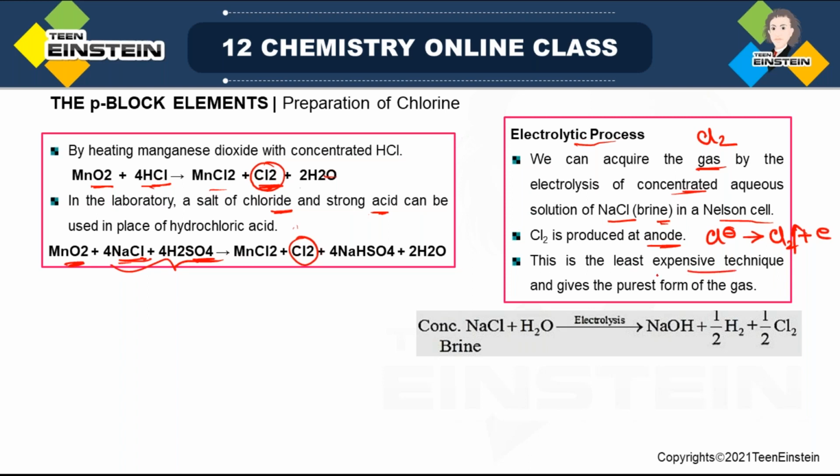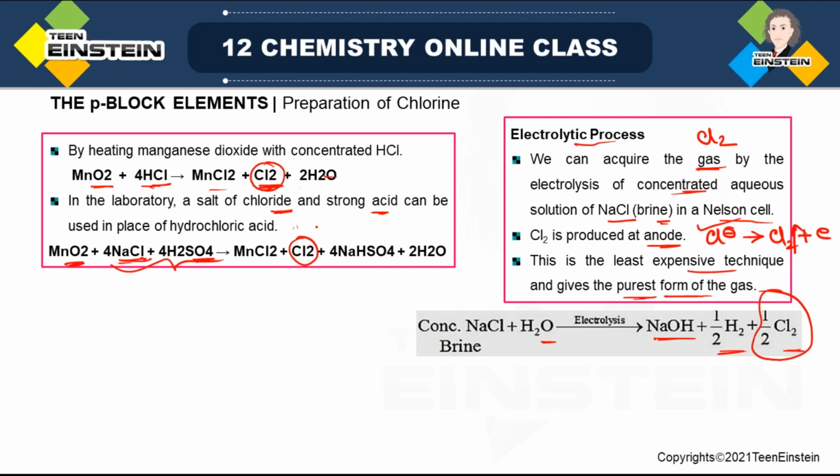This is the least expensive technique and it also gives the purest form of the gas. If we consider the overall reaction, it is this one: concentrated NaCl, which is brine solution, and water are there, and ultimately the products that we get are sodium hydroxide, hydrogen gas and chlorine. So this is our main desired product. Fine. And in this case we can get the purest form of the gas.